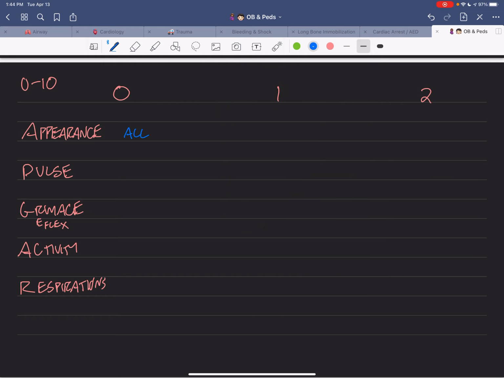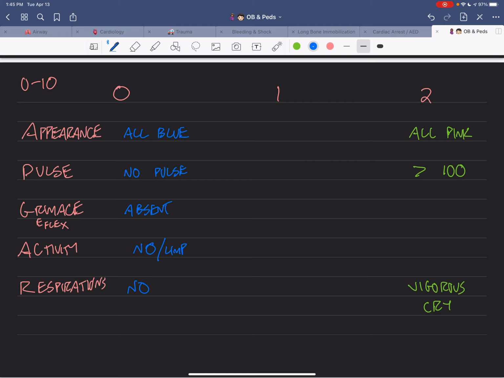Okay, so for a 0 you can kind of easily think what these are going to be. Appearance is going to be all blue. Pulse, no pulse. Any grimace or reflex? No. Any activity? No. Respirations? No. The maximums of these: respirations, I believe, is a vigorous cry. Appearance is going to be all pink. Pulse is going to be greater than 100. Grimace is, I don't know, this is no, or what they call limp.